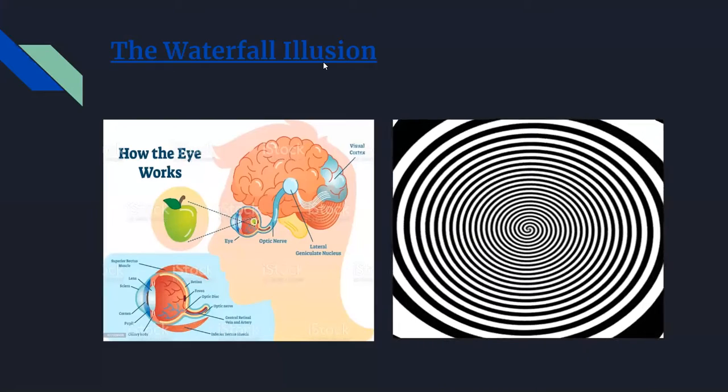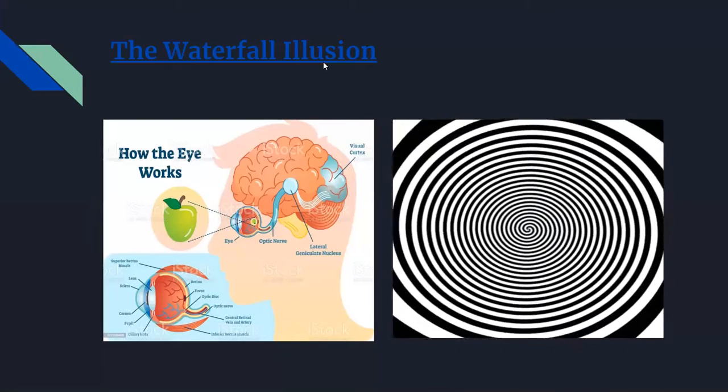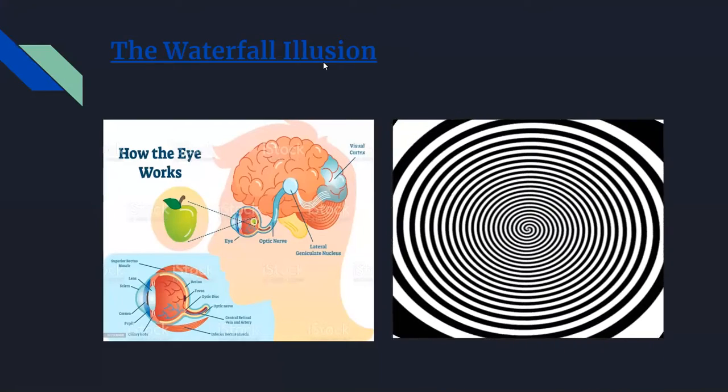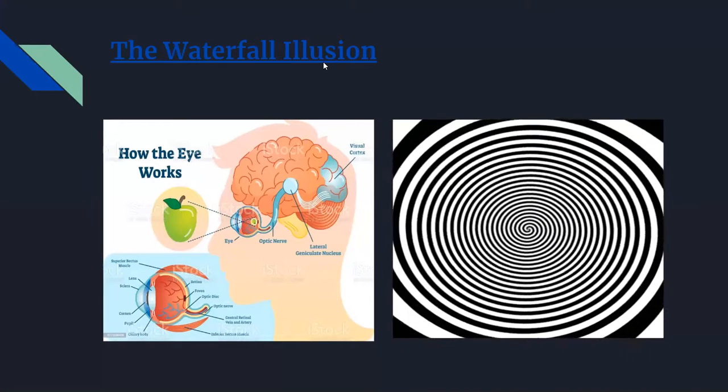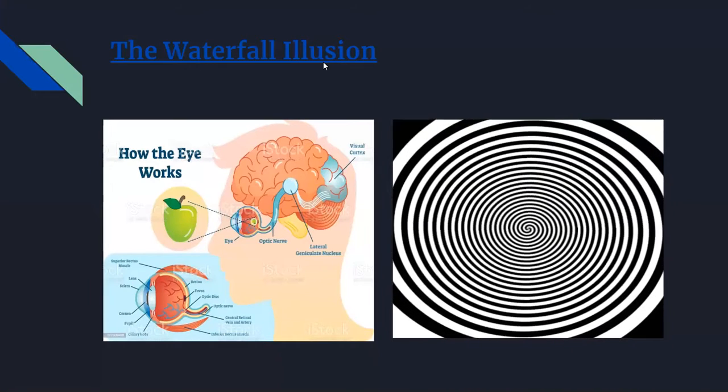In order to experience the effect, stare into the middle of the image for about 10 to 20 seconds, and then immediately shift your gaze to a nearby object. By doing this, you should see the normally stationary object appear to be moving.